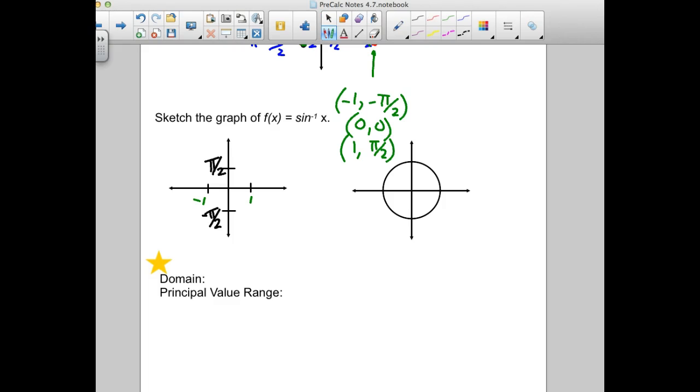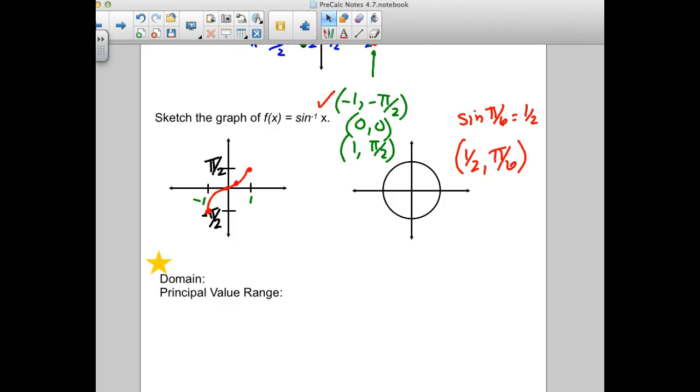All right, plotting those points. First point, -1, negative pi over 2, puts us here. 0, 0, and +1, pi over 2 puts us there. And our graph is going to look like this. Now, we could plot other points. For example, we know the sine of pi over 6 is 1/2. So we could graph the ordered pair 1/2, pi over 6 and also get another point on our graph. But we're not going to take the time. I just want you to have kind of a visual of what those inverse functions look like.